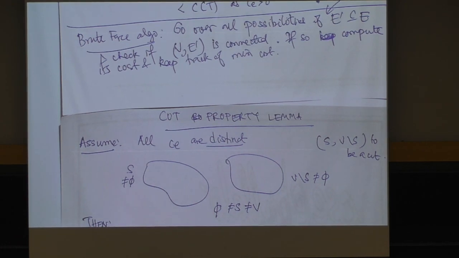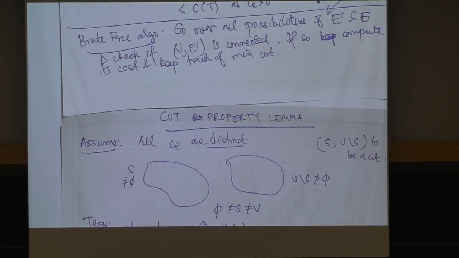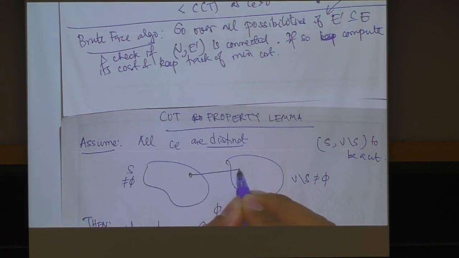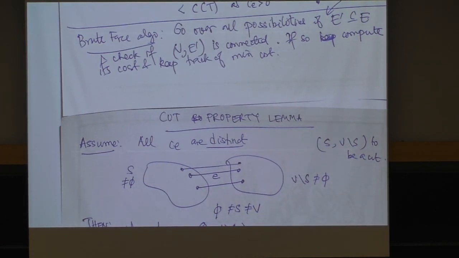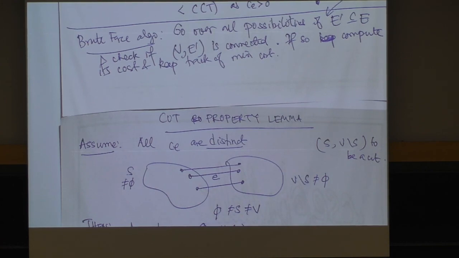And what the cut property lemma says is, for all cuts S and V minus S, look at all crossing edges. By that I mean one endpoint is in S, the other endpoint is outside of S. And so literally, if you were to stretch your graph and put a knife through it, these are the edges that are going to be broken into two.